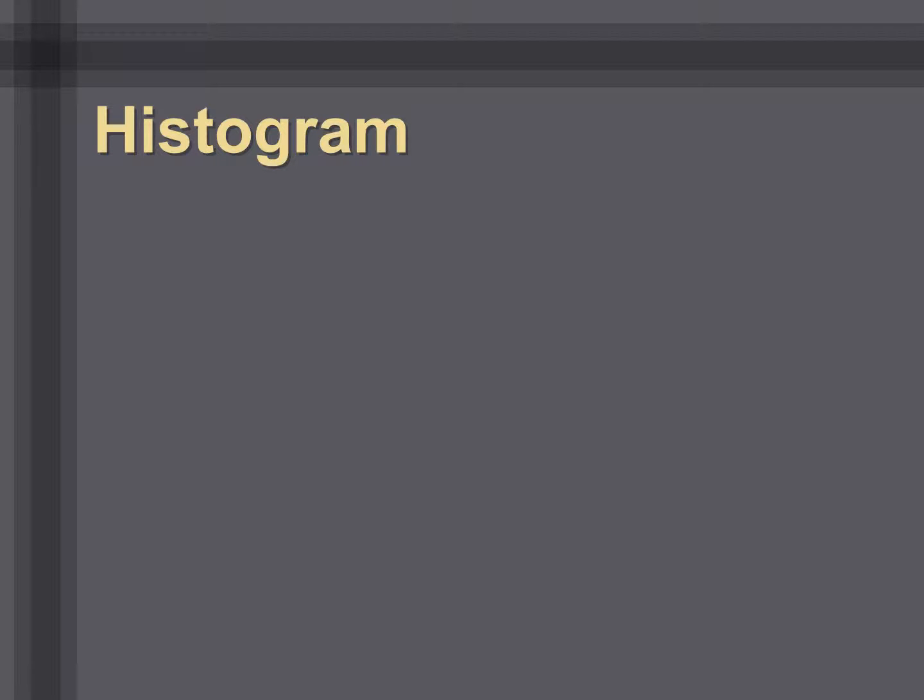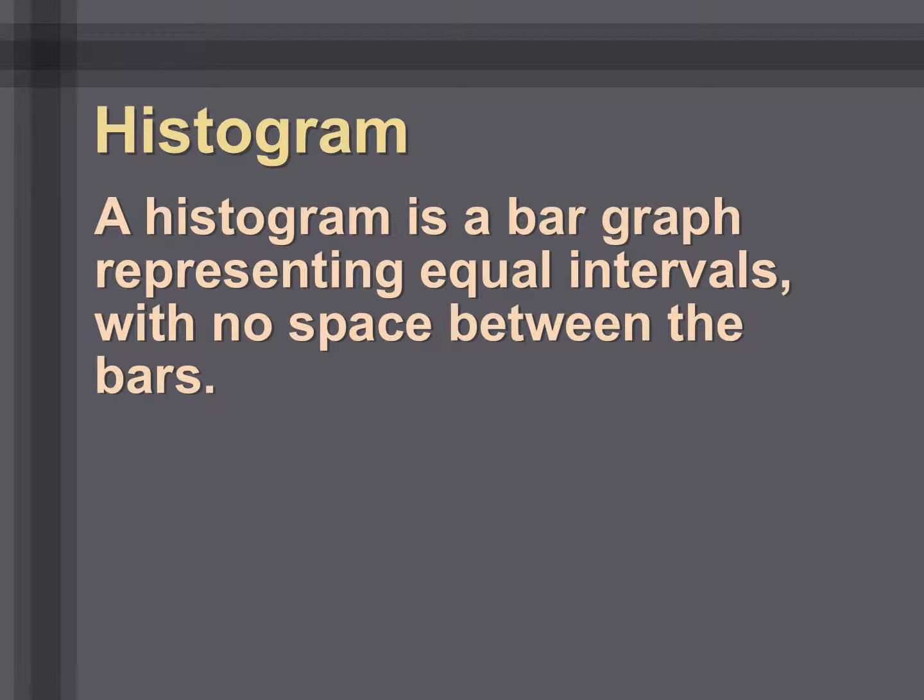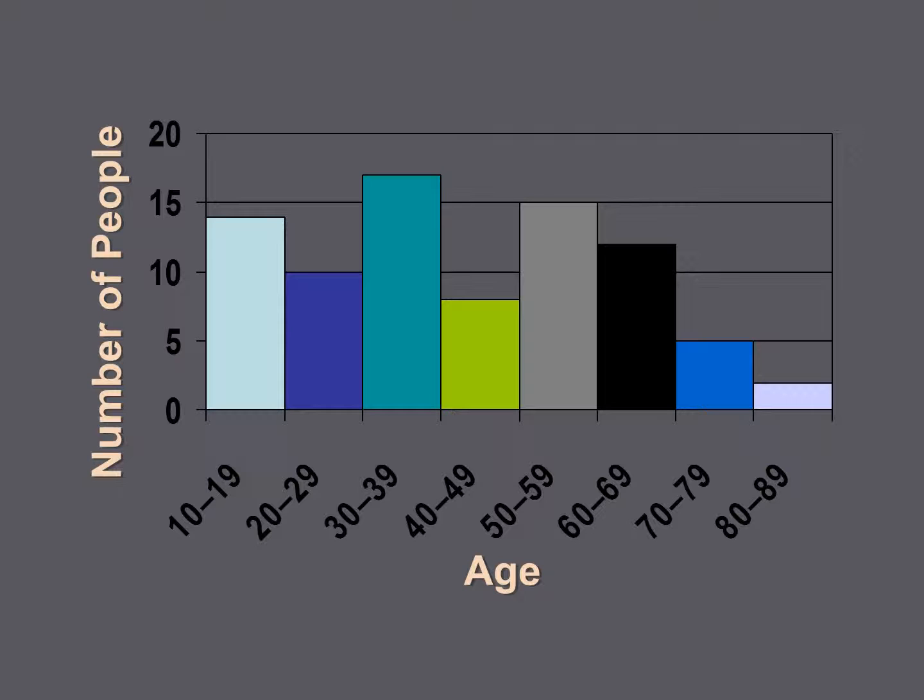All right, so from our interval frequency table, we can create what is called a histogram. A histogram is essentially a bar graph that represents those equal intervals with no space between the bars. So here would be the histogram for the interval frequency table that had those ages with the frequency of those ages. So notice that first interval was between 10 and 19, and it was 14 people. That second interval was between 20 and 29, and it had 10 people. That third interval on that table was between 30 and 39, and it had 17 people. So this is how you make a histogram.